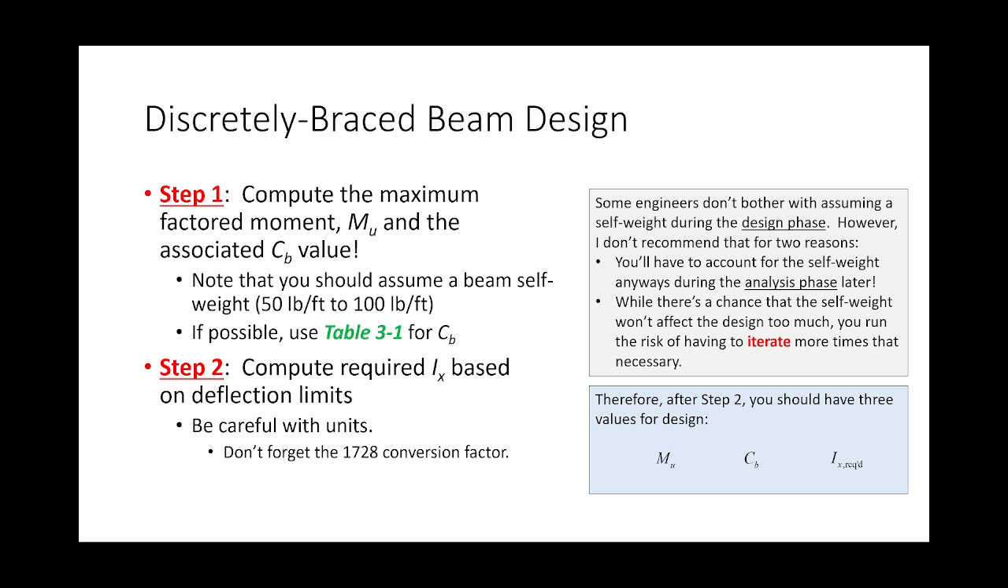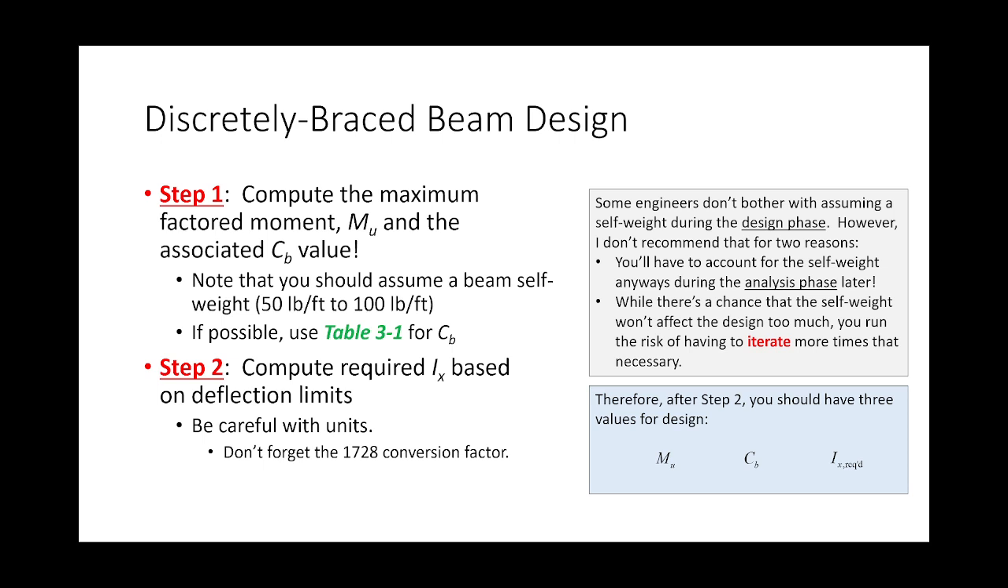During this phase, I want you to assume a self-weight. I will probably tell you what it is on, for example, an exam problem because I want us to all sort of be doing the same problem. But in the real world, typically you're assuming somewhere between 50 and 100 pounds per foot. I would say for most routine building design problems, those are pretty common assumptions. And unless otherwise stated, those are pretty good assumptions.